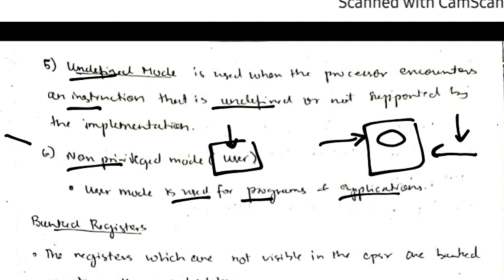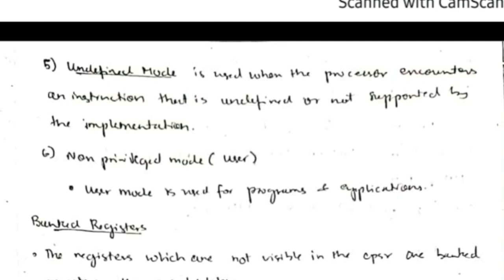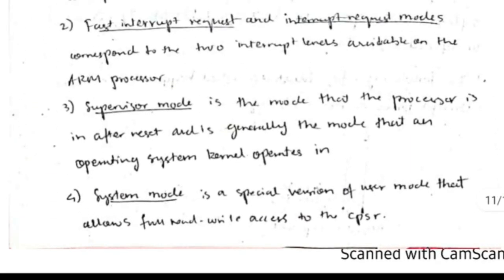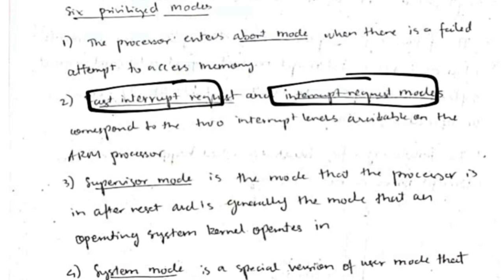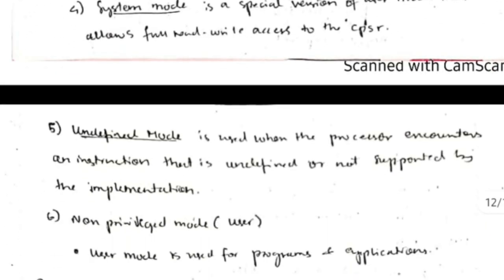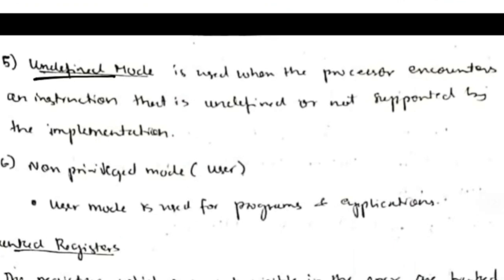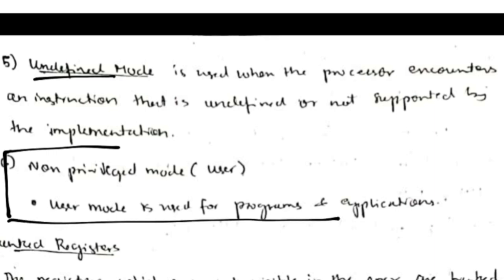So there is some numbering difference in it because I had told you that 6 are in privileged mode and the 7th one is non-privileged mode. Actually these 2 are included in the privileged mode, okay. So in that case, this is first one, second and third, fourth, fifth, then this is the 6th one, okay. These are all in privileged mode. The last one is user mode, which is in non-privileged mode, okay. So total 7 modes are there.